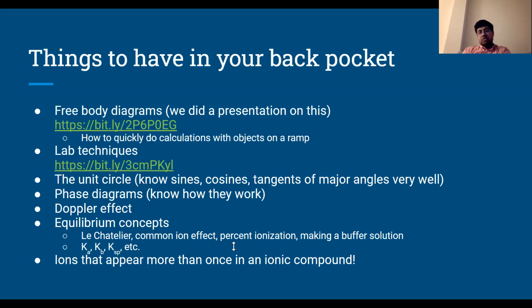One big thing is the unit circle. You should know the sines, cosines, and tangents of major angles very well. You should know that sine 30 and cosine 60 are 1/2. You should know that sine 90 is 1, sine 0 is 0, cosine 0 is 1, tangent 45 is 1, et cetera. You should know all of that pretty well, because it can be really handy with kinematics equations, with force and free body diagrams, doing math for constrained objects.